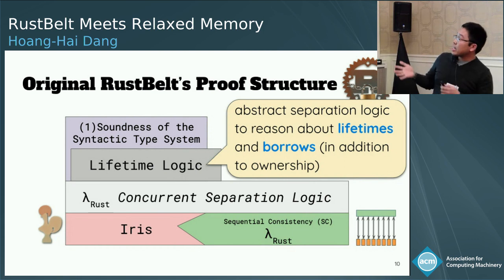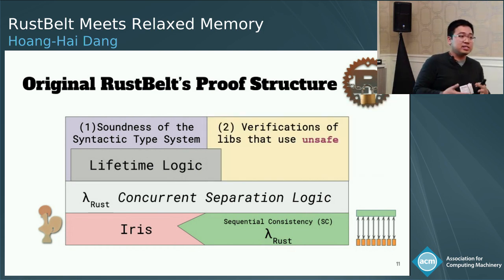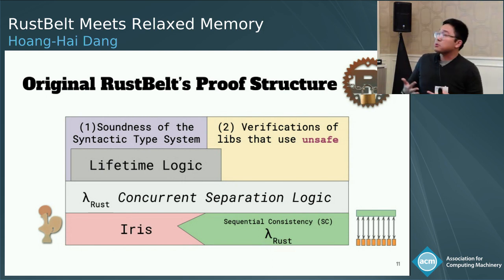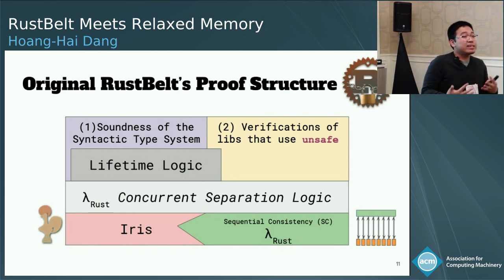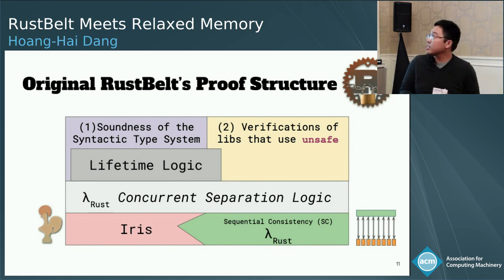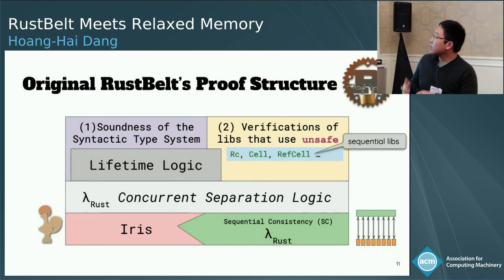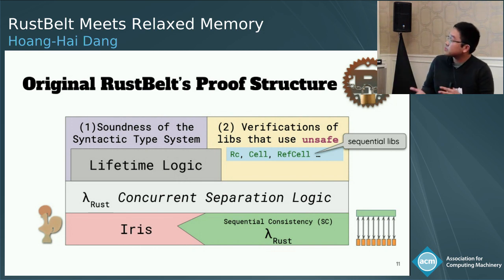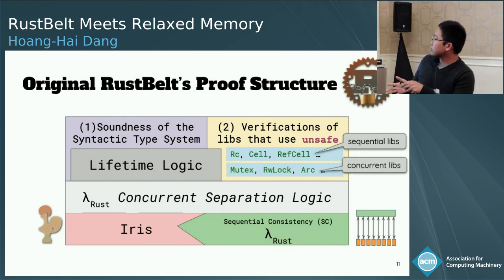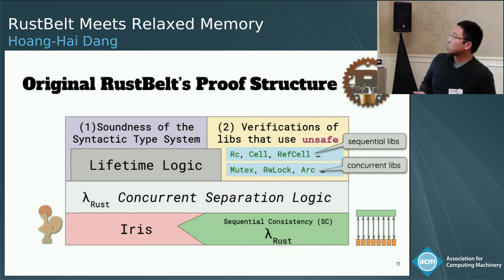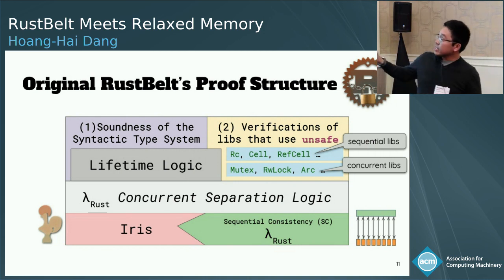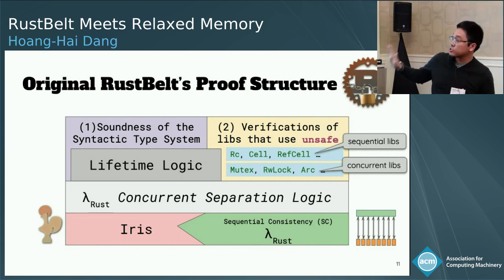Now, in the second task, concerning libraries that use unsafe code, the authors demonstrate that they can verify some of the most common Rust standard libraries that use unsafe code. In particular, they verify a few sequential libraries like reference counting and RefCell, and some concurrent libraries like mutex, reader-writer lock, or atomic reference counting. So this is the high-level proof structure of the original work, right?